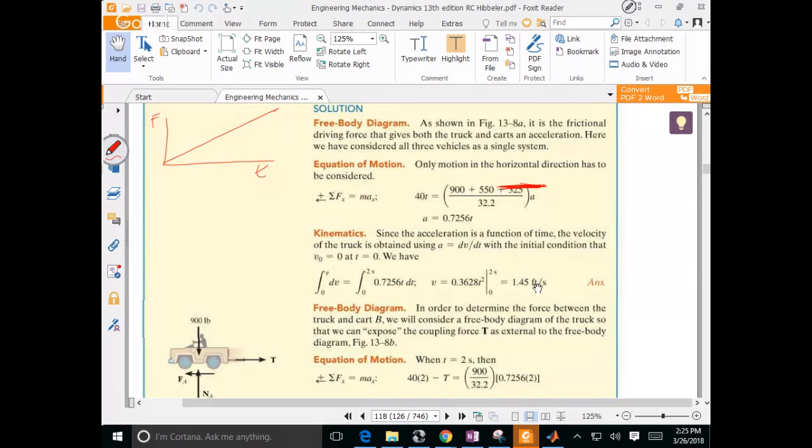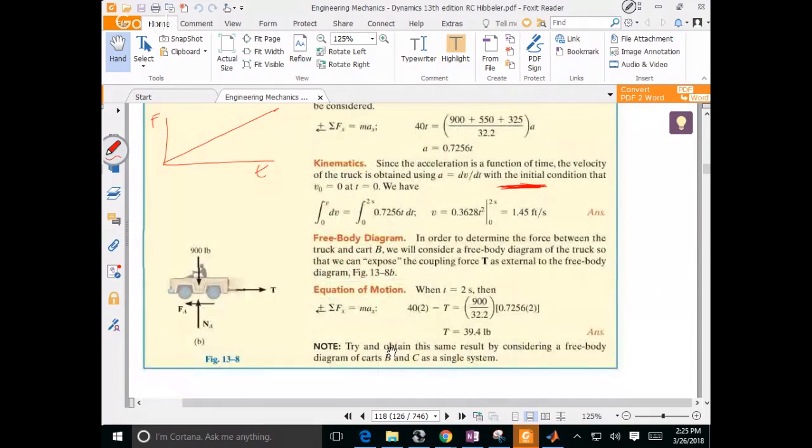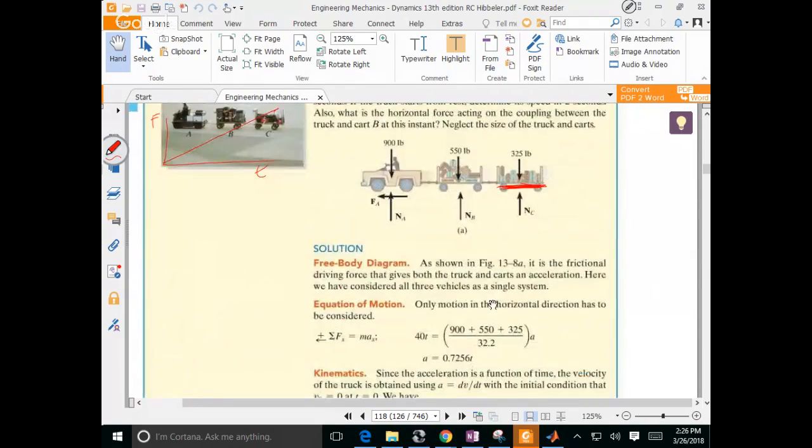Now, you could have done the other way. You could have done the back end. You could have done the free body diagram on the back end and said the tension is creating that, but in other words, let's see if we get the same answer. Okay, so if I do that, oh, here we go. Try to obtain this same result by considering the free body diagram on carts B and C as a single system. Let's try that.